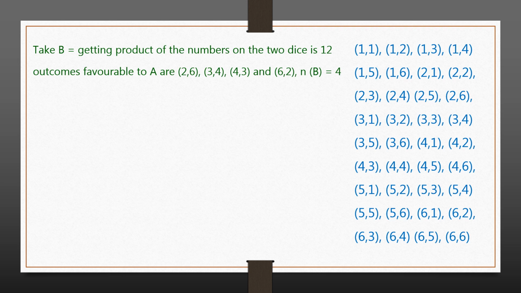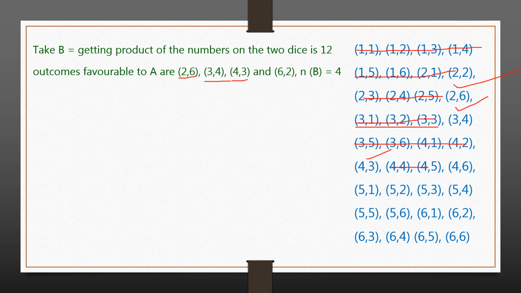Take B: getting the product of numbers on the 2 dice is 12. Now to identify favorable outcomes to B, we should depend on the sample space. 1 1 is not favorable because the product is 1; 1 2, 1 3, 1 4, 1 5, 1 6, 2 1, 2 2, 2 4 are also not favorable. 2 5, product 10, is not favorable. 2 6 is favorable because the product is 12. 3 1, 3 2, 3 3 are not favorable because the product is not equal to 12 in any case. 3 4 is favorable to B because 3 into 4 is 12. 3 5, 3 6, 4 1, 4 2 are not favorable. 4 3 is favorable because the product of the two numbers is 12.